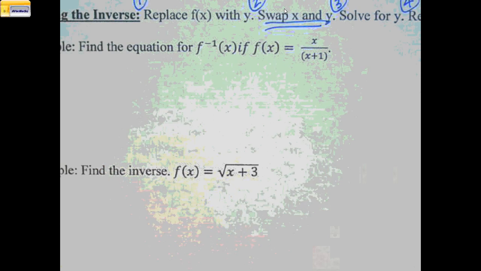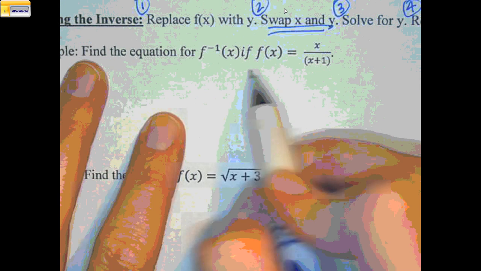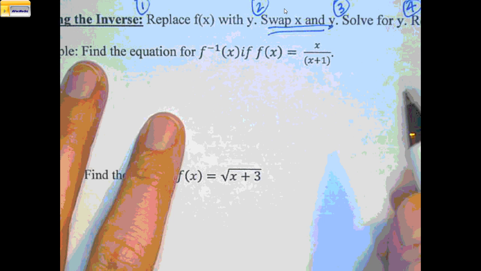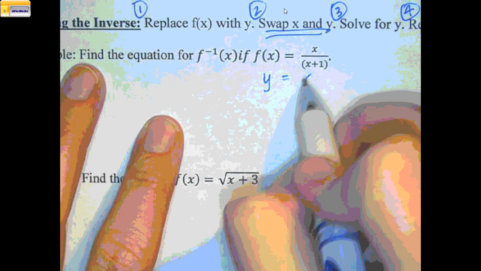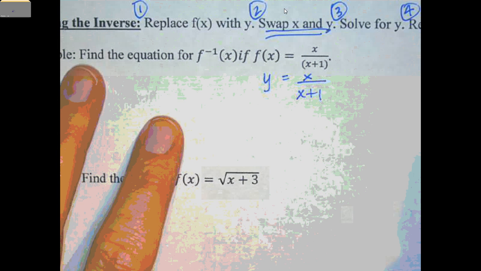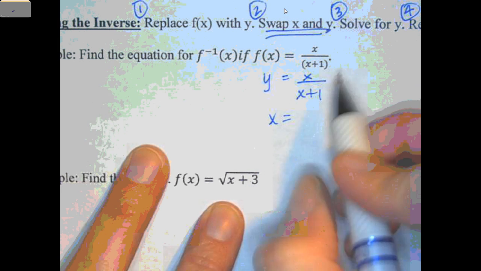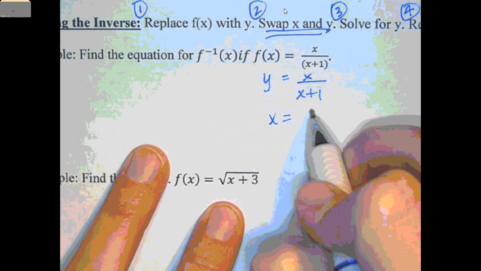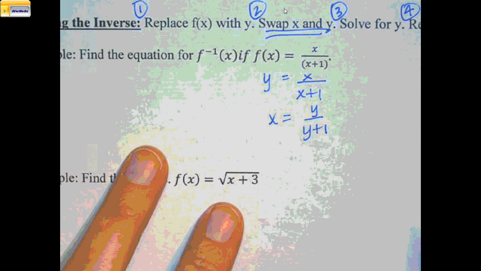Alrighty? So number 1, find the equation for the inverse of f, if f of x equals this mess. So step 1, replace f of x with a y. Step 2, swap the x and the y's, they trade places. So everywhere I see a y, I put an x. Everywhere I see an x, I put a y. Step 3, solve for y, get y by itself.